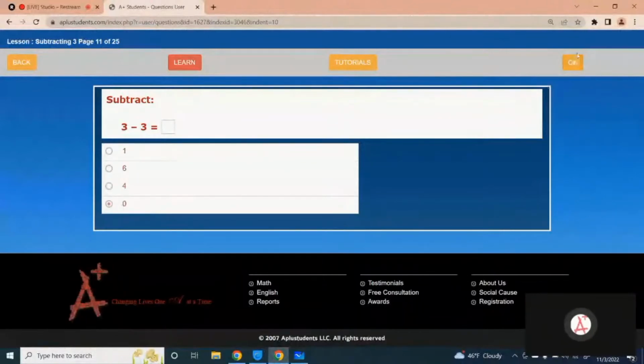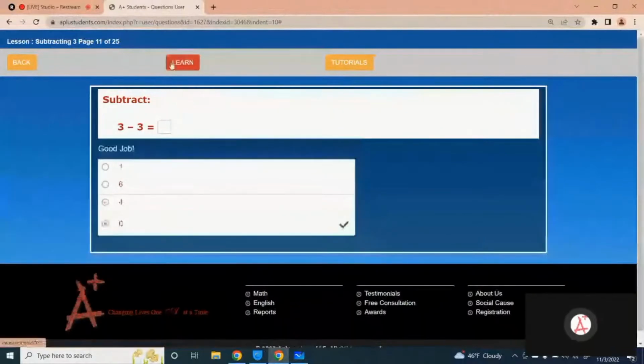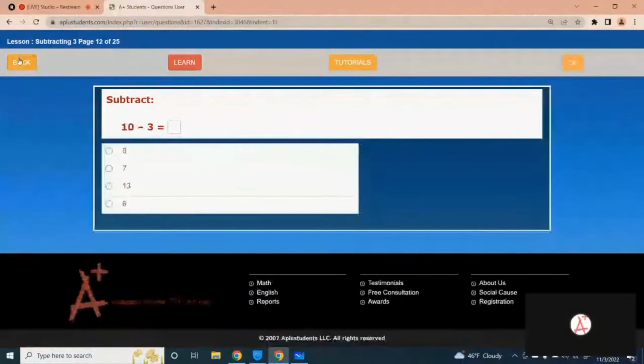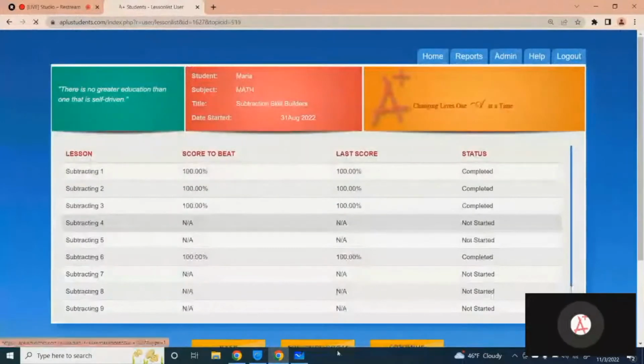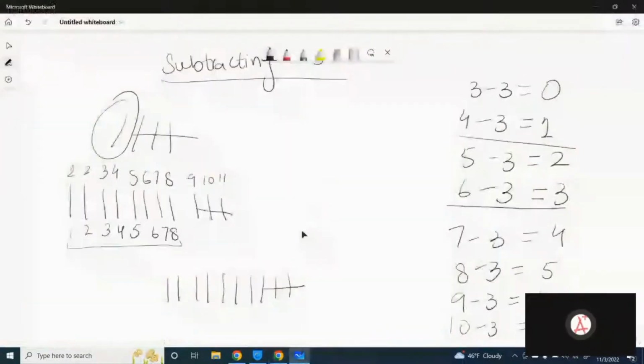Okay, you can complete the test by yourself later today. I'm just moving on to the next topic. So the next topic is subtracting 4. Now we are going to learn how to subtract 4 from any number. Got it?